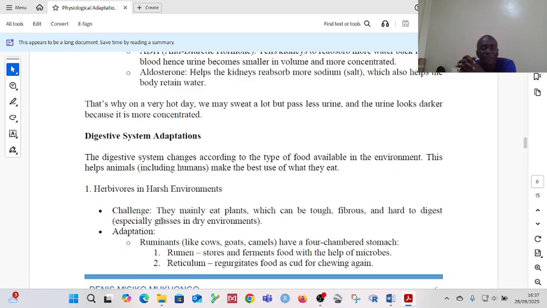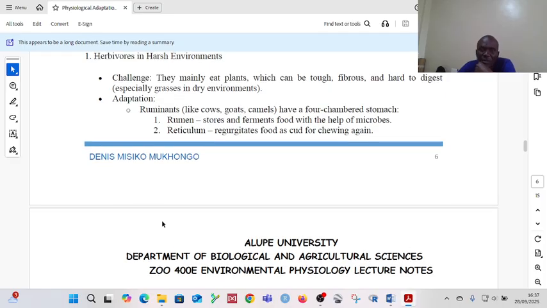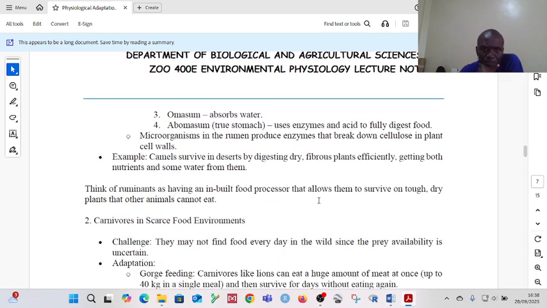One, if they are ruminants, for example, they have the 4-chambered stomach, with each of those chambers having a role that it performs in line with the digestion. The rumen, for example, will store and ferment food with the help of the microorganisms that are found there. The reticulum will regurgitate the food so that the animal can chew again and again, the cud that we always talk about. Then the omasum will help with the absorption of water.